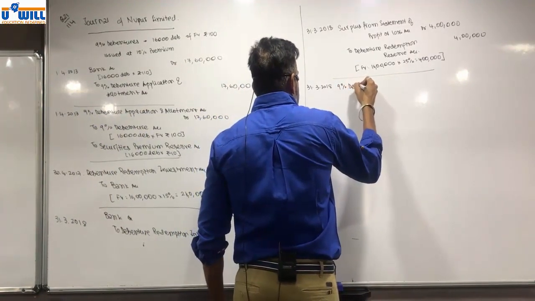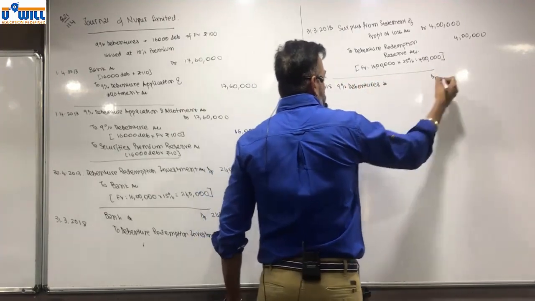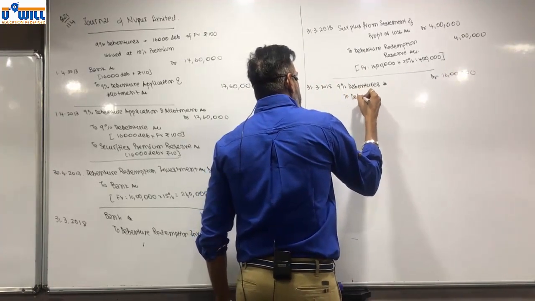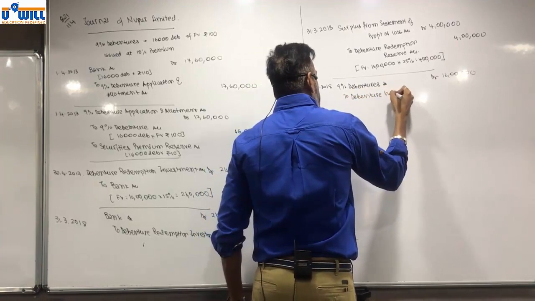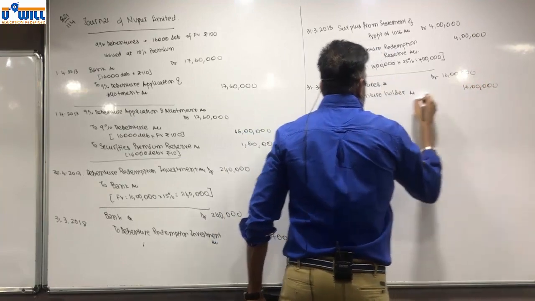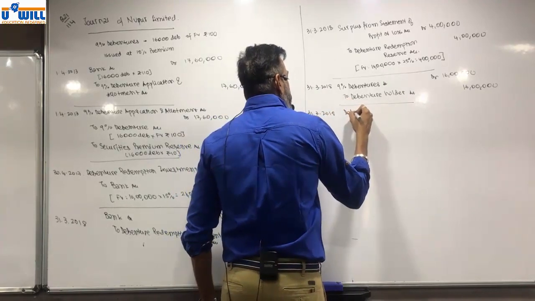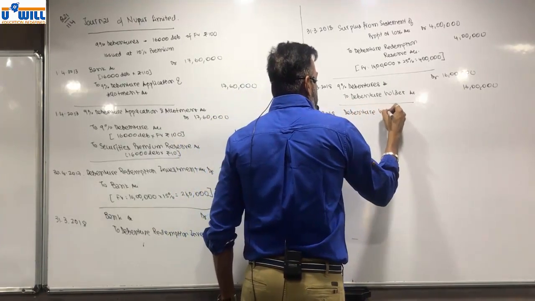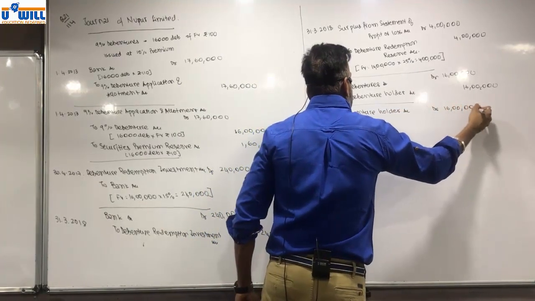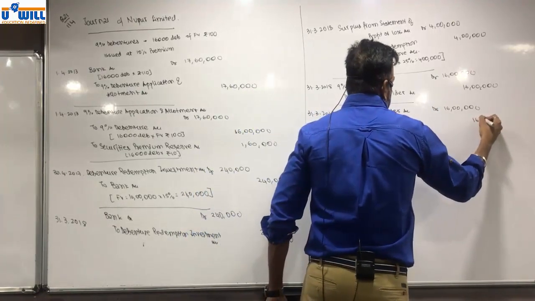9% डिबेंचर्स अकाउंट डेबिट 16 lakh to debenture holder 16 lakh. And again 31/3/2018 debenture holder account debit 16 lakh to bank account 16 lakh.